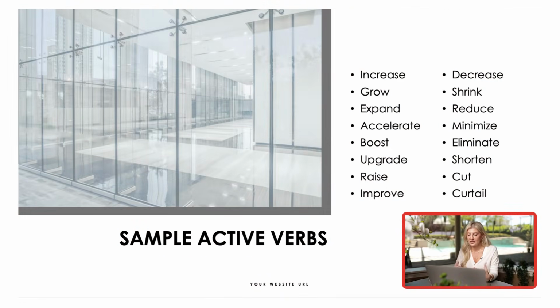And here are just some quick examples of some active verbs that are really powerful because they communicate the idea of momentum and movement. If a decision maker in an organization is investing time, energy, and money with you, they want to see momentum. They want movement. Some of my favorites are words like boost, raise, minimize, shorten, curtail, grow. These words speak volumes to decision makers. And of course, you can use ChatGPT to come up with even more.